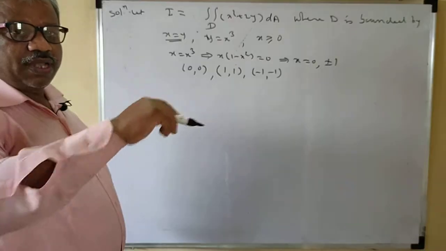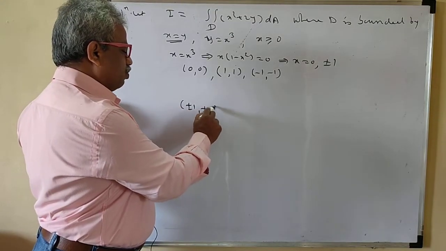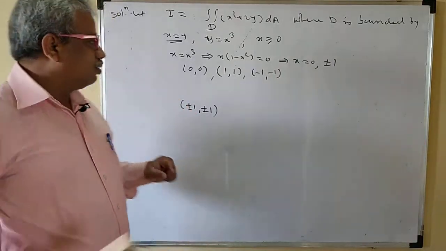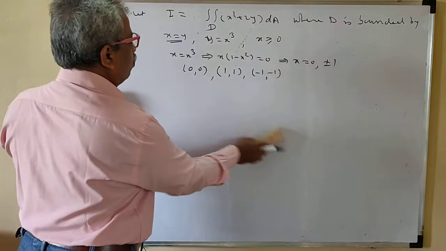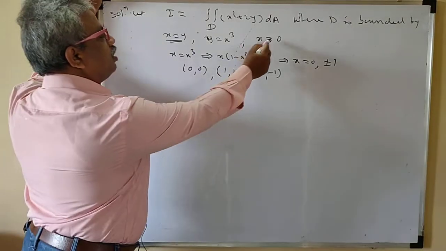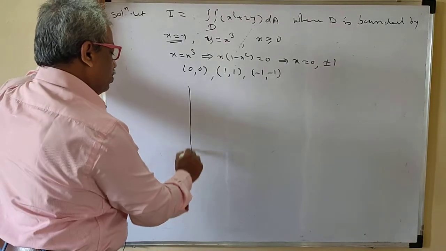Don't write this as plus or minus 1, plus or minus 1, because then these would be the 4 points, so that is not true. Now we'll draw the figure. This is the one with x greater than 0, that means it is to the right of the y axis only. So we'll draw the figure first.